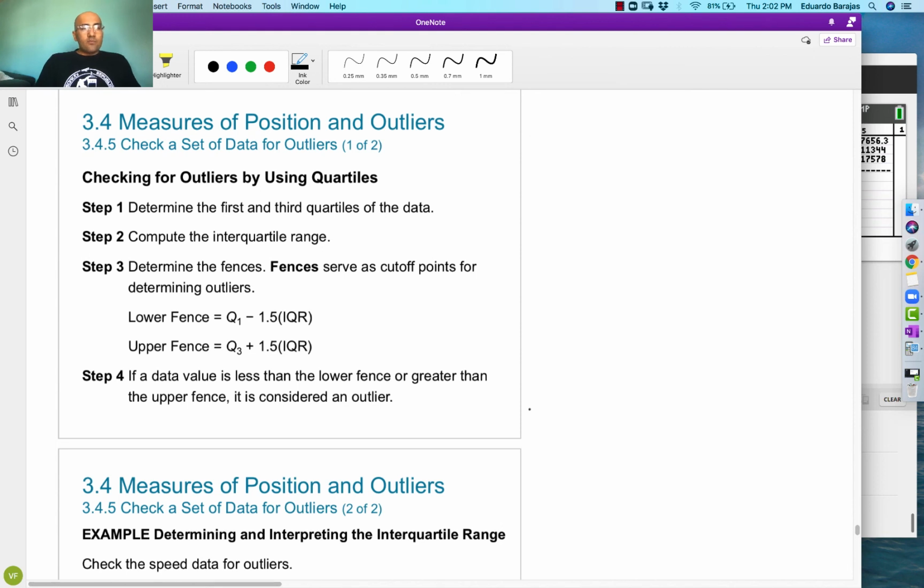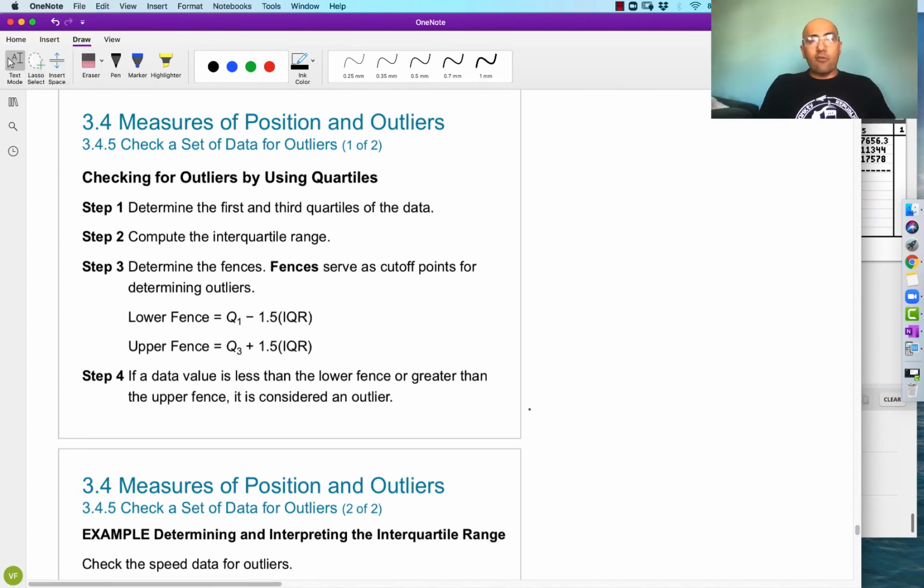All right, so let's move on to checking for outliers by using quartiles. In the previous case, we tossed in that 100, and that was a very unusually high number compared to all the other ones. It seems that should qualify as an outlier, but how do we define it? How do we get a more precise definition of what is an outlier and what isn't? What is unusually high or unusually low? So one way to do that is this way.